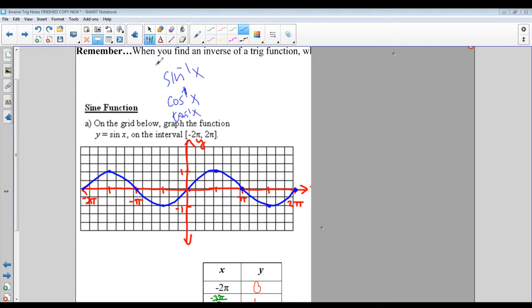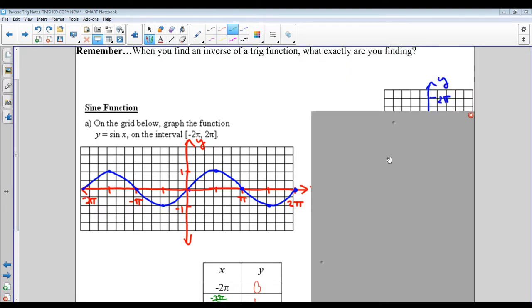So notice this is not reciprocal. This is not secant, cosecant, and cotangent. This is the inverse function. So if you recall, when we graph the inverse of something or when we find the inverse of something, we switch the x's with the y's.